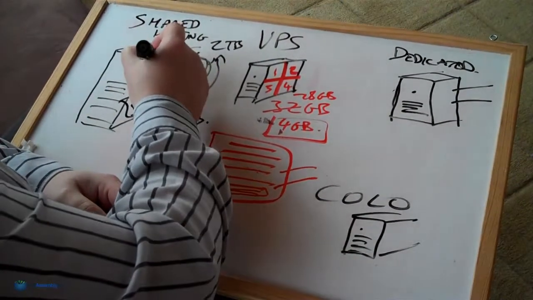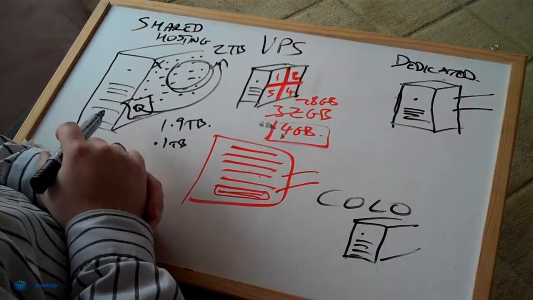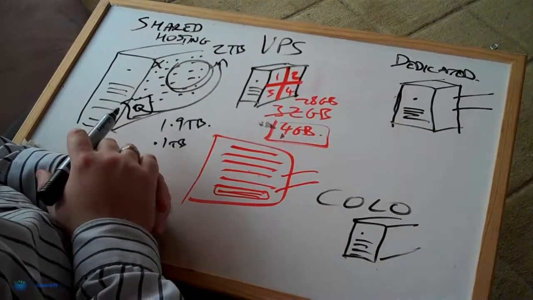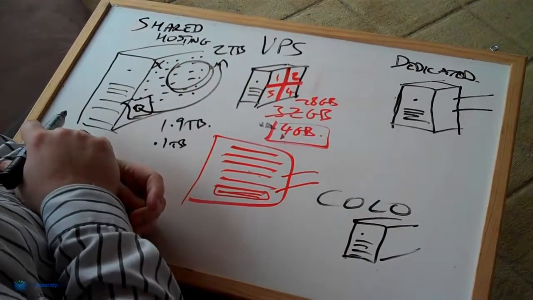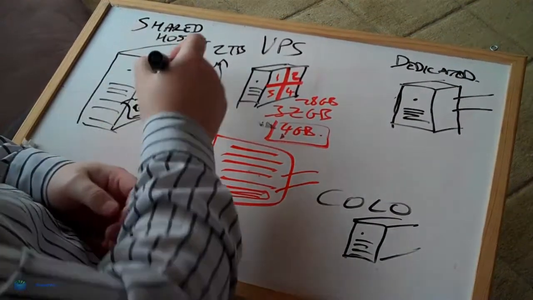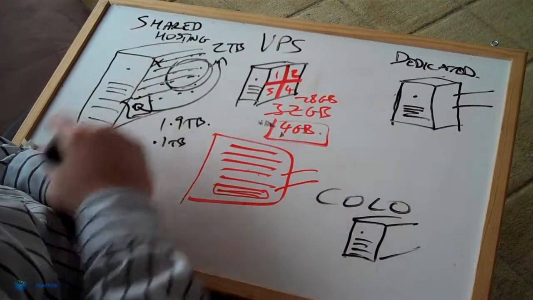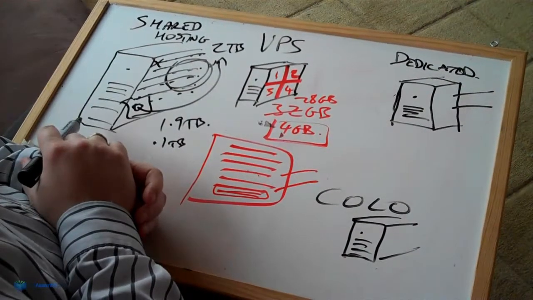Now, if one of these shared hosting websites up here, let's say it gets on TV, let's say it gets on the Oprah Winfrey Show, and they get 50 million hits to their website in 5 minutes, that may knock out all of the websites on this machine. The whole machine might go down because it just got too much traffic.